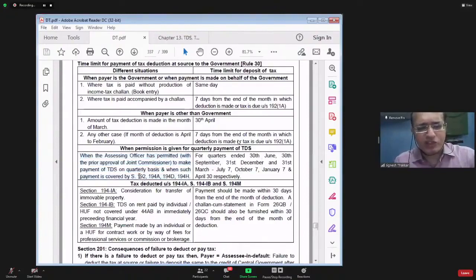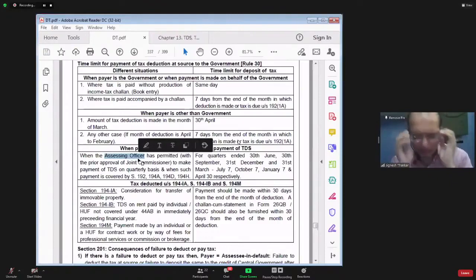When such payment is covered by 192, 194A, 194D and 194H. So when the assessing officer, the income tax department itself, has allowed the payer to pay the TDS on a quarterly basis, in that case, TDS amount should be paid to the government once in 3 months. Quarter means 3 months.